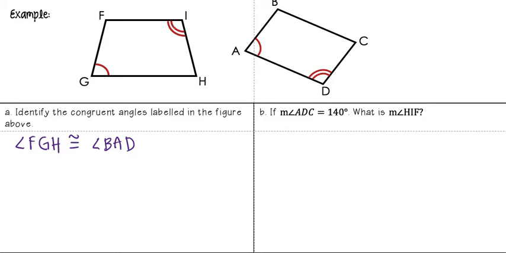Well, I also have one with two arc marks, and so that's this angle HIF. And in the figure over here, the other one that has two arc marks is this angle here. So that's going to be ADC.